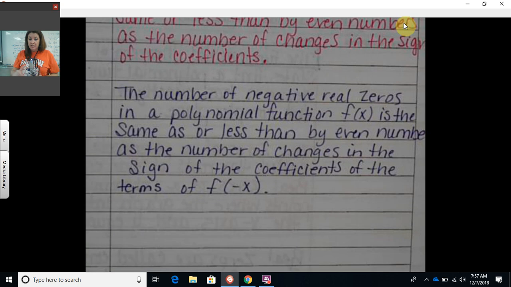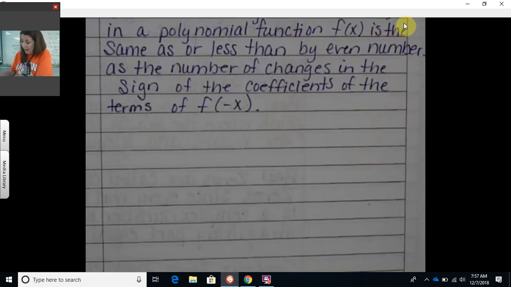And that is Descartes' rule of signs. The fundamental theorem tells you how many roots you have total. Descartes' rule of signs is about the signs of the real roots. That's what that tells you. And the final definition or theorem, rule, whatever you want to call it, is the rational roots theorem.